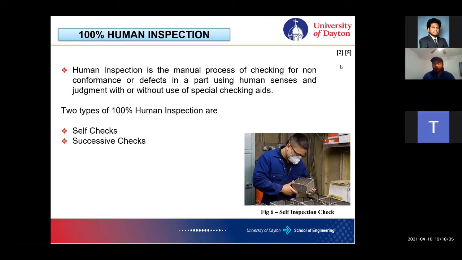Next, we go on to 100% human inspection, which is the traditional way of using human senses and judgment to check for presence of non-conformance in a product. Humans would usually use visual inspection to look for physical defects or use special checking aids or measuring equipment like fixtures, vernier calipers, taper scales, microscope to look for defects. 100% human inspection is carried out through either self checks or successive checks.